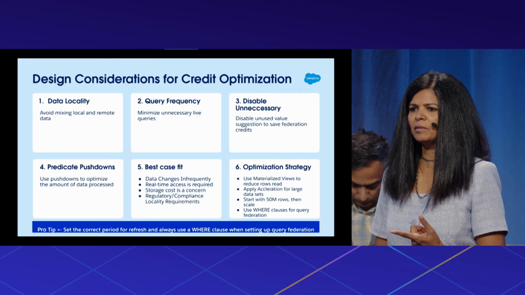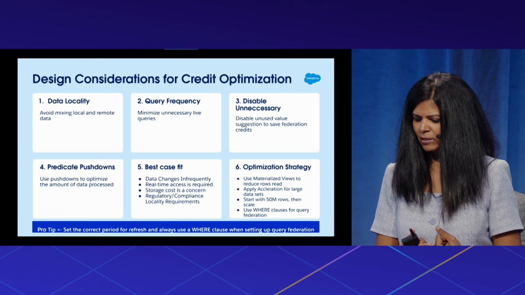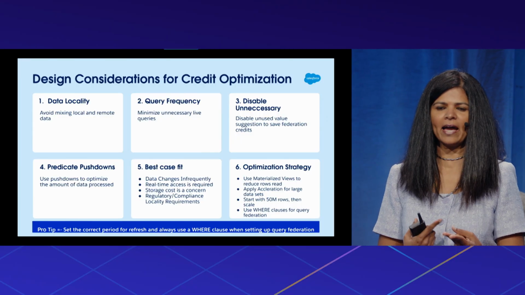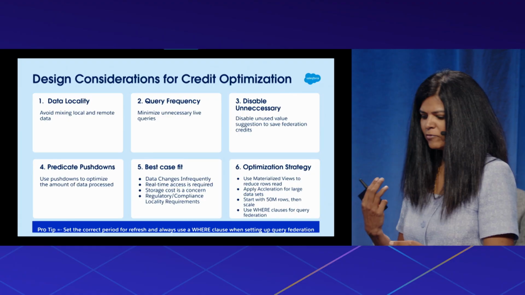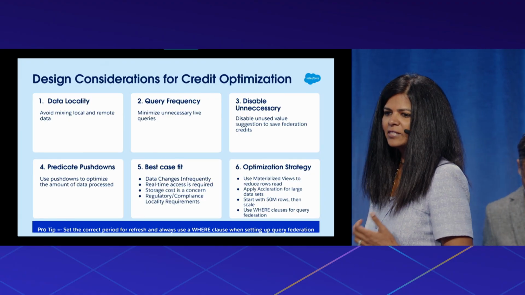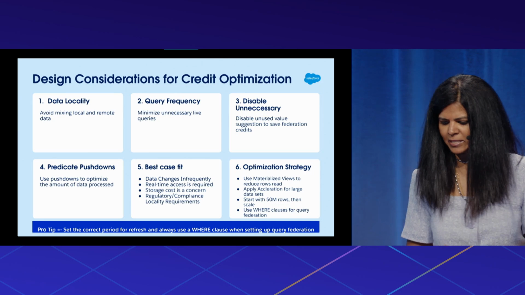We covered a lot, but determine if it's the best-case fit. Does data change infrequently? Is real-time data access required? Is storage cost a concern? Is there regulatory compliance or locality requirements? Keep all of these things in mind when you're designing for zero copy implementations.